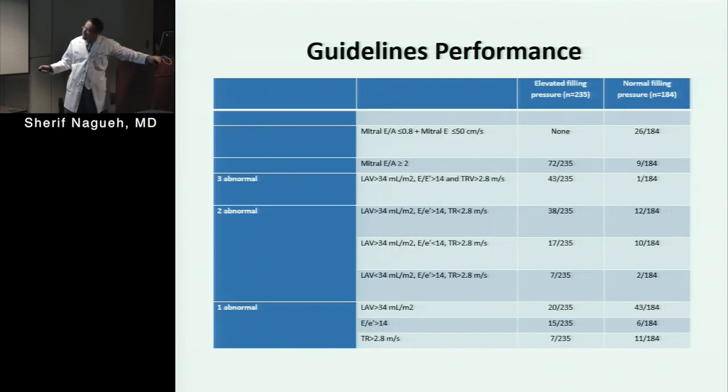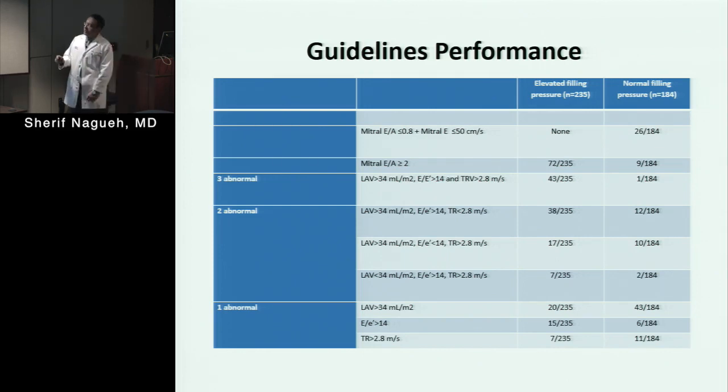Usually the LA volume and the mitral E to E prime tracked one another, as opposed to LA volume and TR, or mitral E to E prime and TR. This shows the frequency of 1 abnormal finding only, and as you expect, those with normal filling pressures had this more frequently than those with elevated filling pressures. Go back. This problem, the 2 abnormal, is problematic. 2 or more abnormal, quite problematic, because it's neither sensitive nor specific.